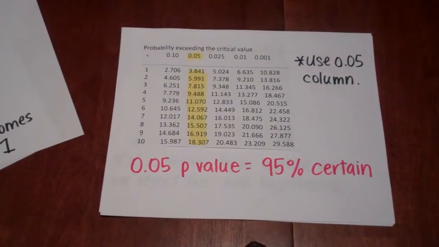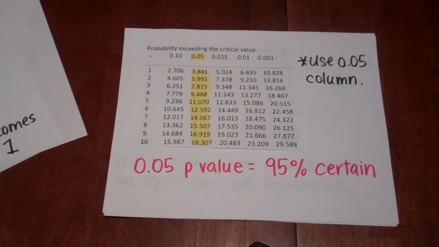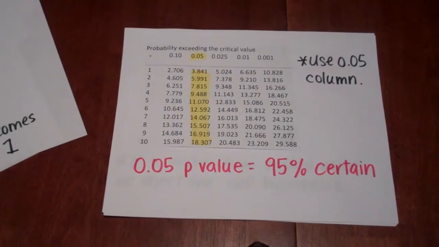So we figured out that we have 1 degree of freedom in our coin flipping case. Next, we need to determine the critical value. In our class, we will always use the 0.05 value. That is the column right here that's highlighted in yellow. The 0.05 value is being 95% sure that you are appropriately accepting or rejecting your null hypothesis. If we really want to be sure, we should use a value like 0.01, which is being 99% sure.